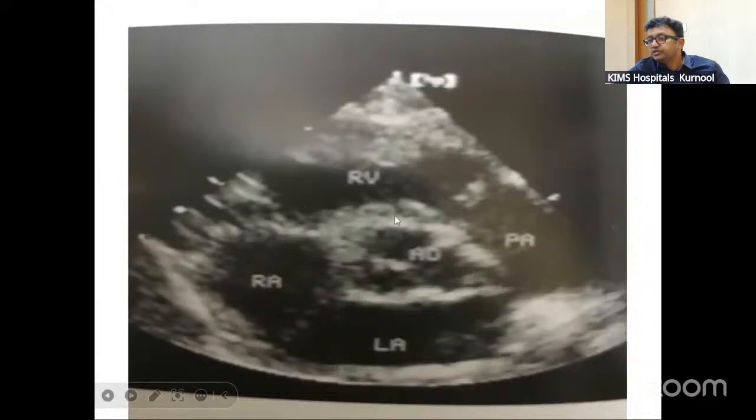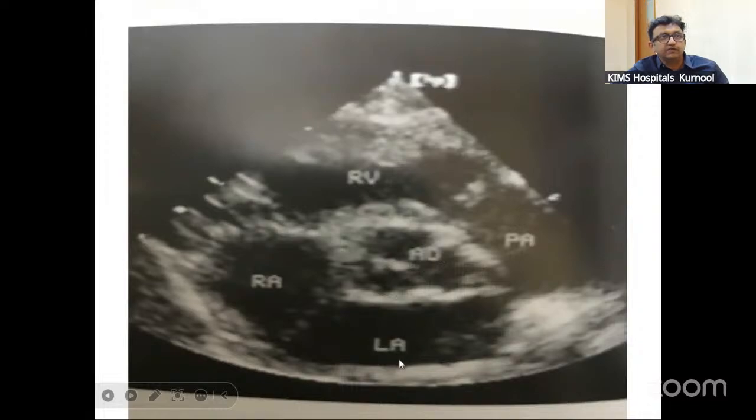So the aorta is in the middle, and the whole heart is wrapped around the aorta. That's how the structure is. The aorta is in the middle. It's also called the Mercedes-Benz sign because the three leaflets of the aorta appear this way, like a Mercedes-Benz sign. If there are only two valves, we call it a bicuspid aortic valve. So the middle is the aorta.